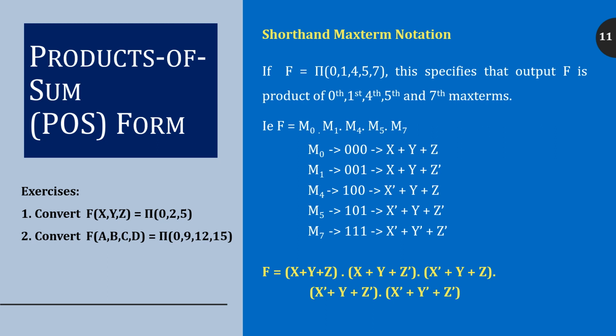Then M4 is 1 0 0, so the max term is x bar plus y plus z. For M5, the binary equivalent is 1 0 1, so we can write the max term as x bar plus y plus z bar. M7 is 1 1 1, so all the terms are in the complemented form: x bar plus y bar plus z bar. Taking the product of all these sum terms, we will get the POS form.